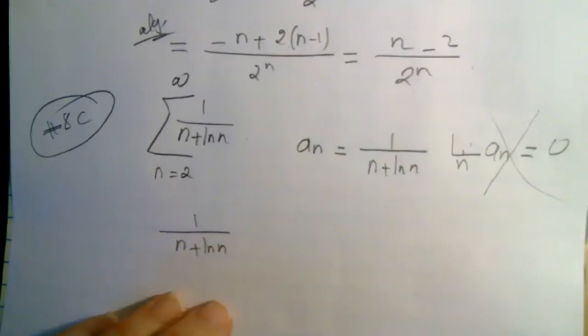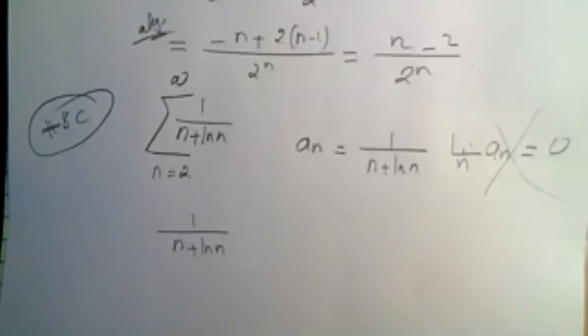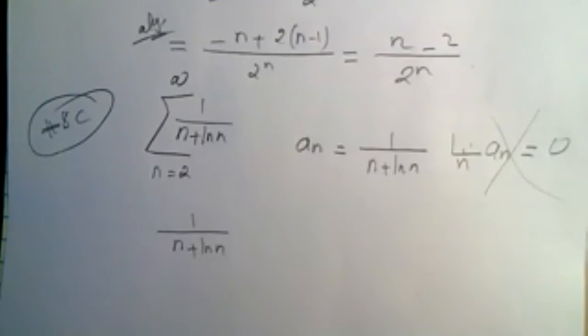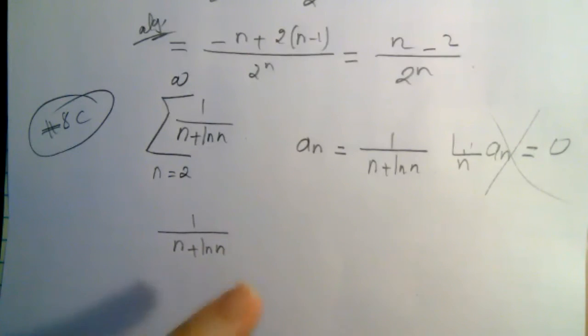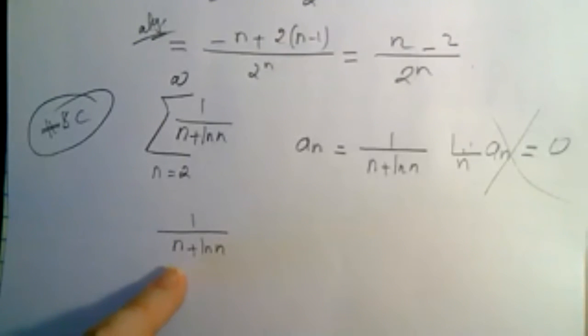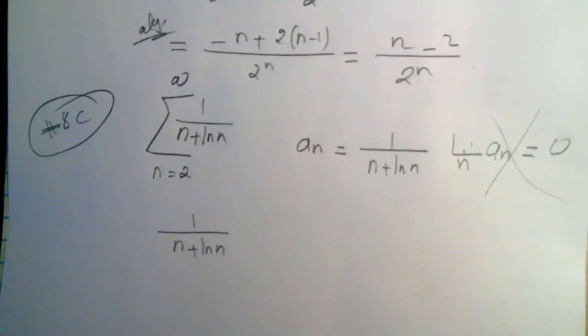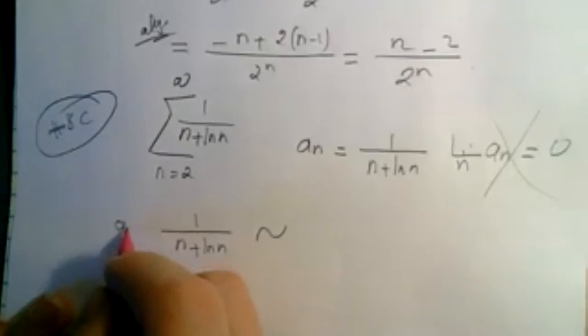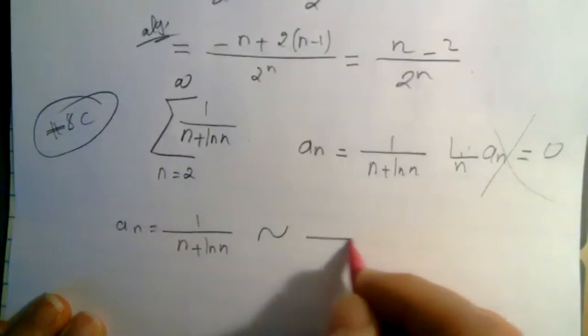So what are the other possible tests? The integral test requires integrating x plus ln of x, that's hard. So we have the limit comparison test and the ratio test. The ratio test will give you 1 in this scenario, because there are no powers of n, there is no factorial. That's where the ratio test is going to give me a problem. So I'm going to use the limit comparison, but I'm going to compare it with what? That's going to be the issue.